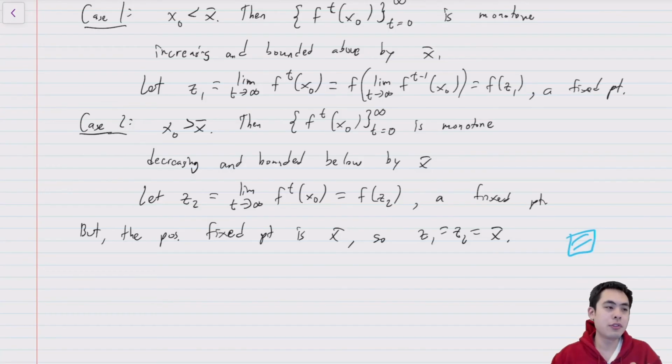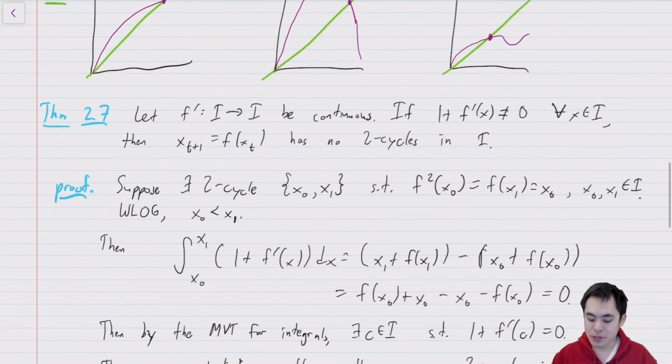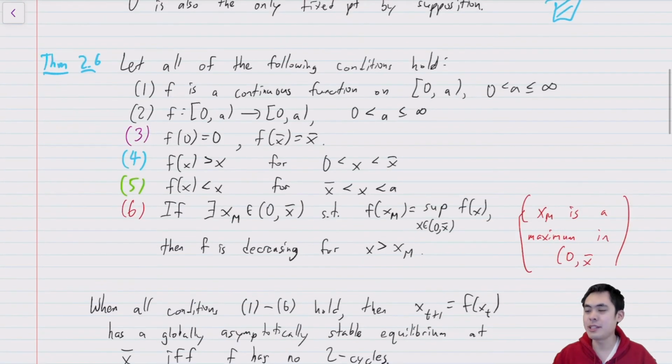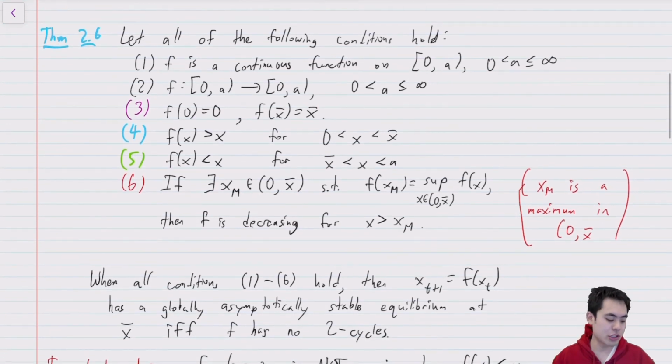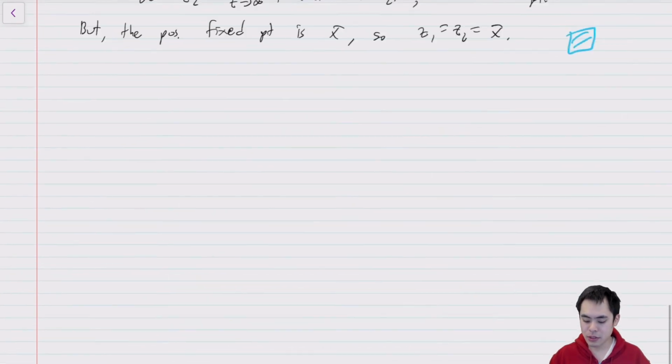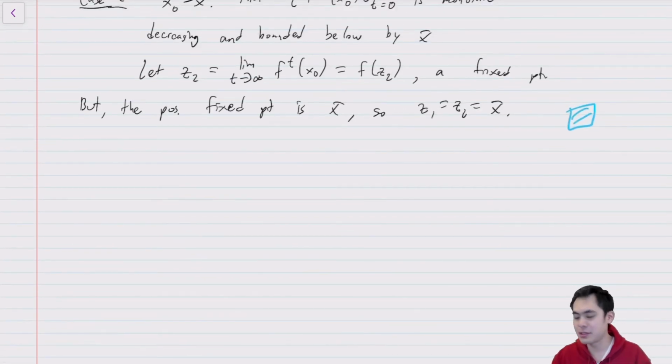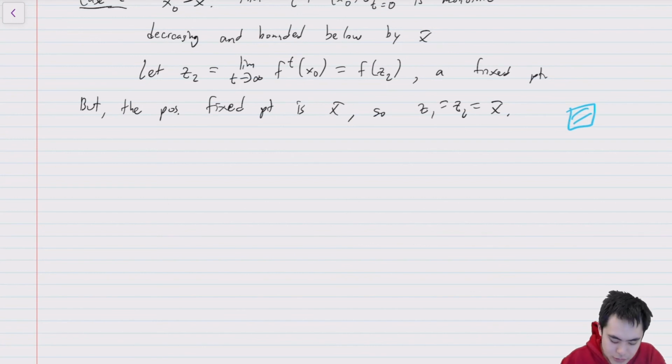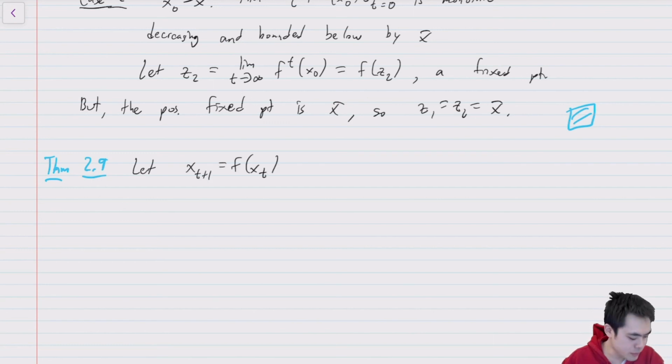And finally, I'm going to leave you with one other theorem on global asymptotic stability. This one is going to be, in some sense, a rephrasing of Theorem 2.6, where instead of our two-cycle condition, we rephrase it in terms of properties of f of x. I'm also not going to prove this, since the proof is a little bit long, though you can find part of it in your textbook. I'm not going to expect you to know the proof for this theorem either. So if we let x sub t plus 1 is equal to f of x sub t, per usual.